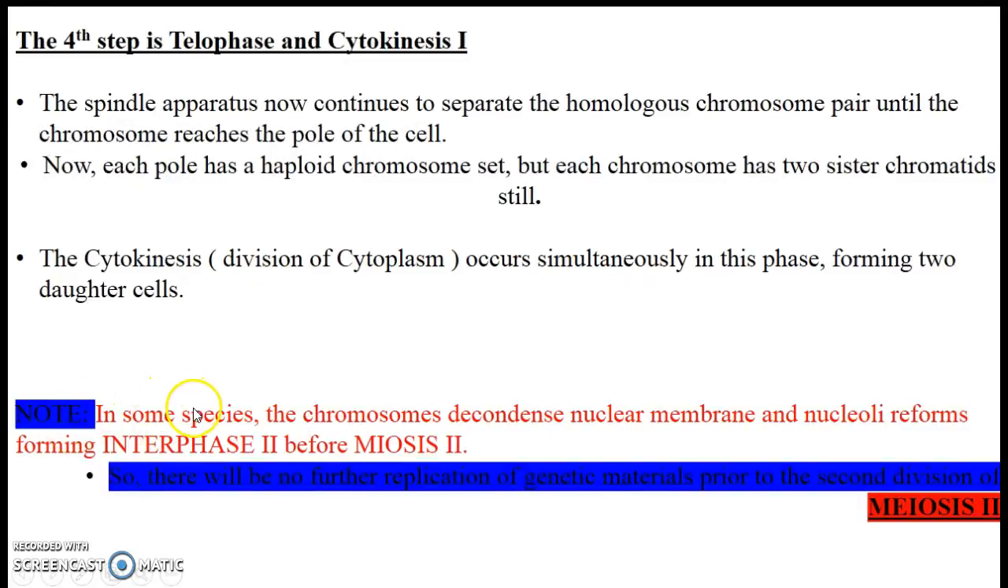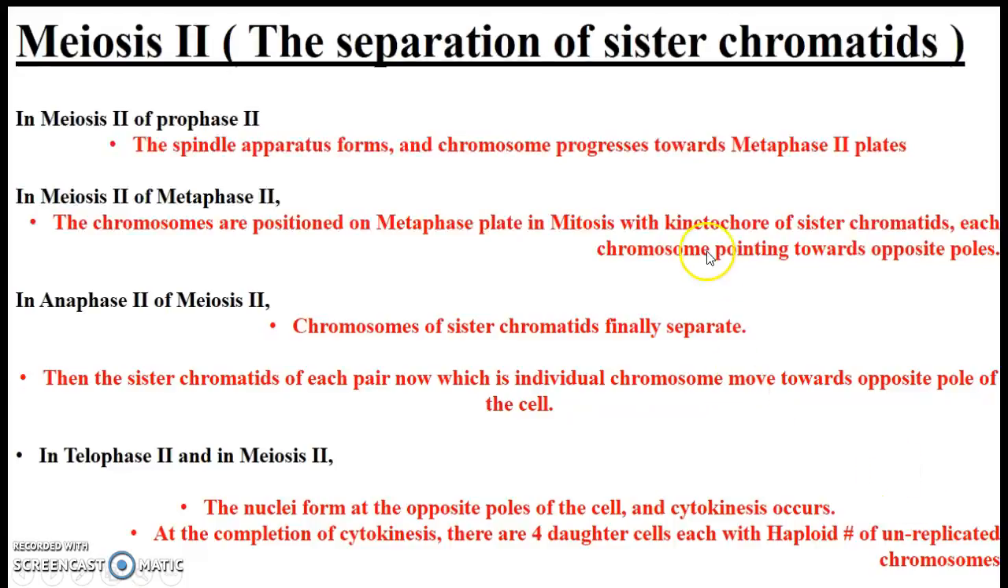Important note: in some species, chromosomes decondense and the nuclear membrane reforms, forming interphase 2 before meiosis 2. There will be no further replication of genetic material prior to the second division, meiosis 2. In meiosis 2, the sister chromatids separate. This is when the separation of sister chromatids happens.